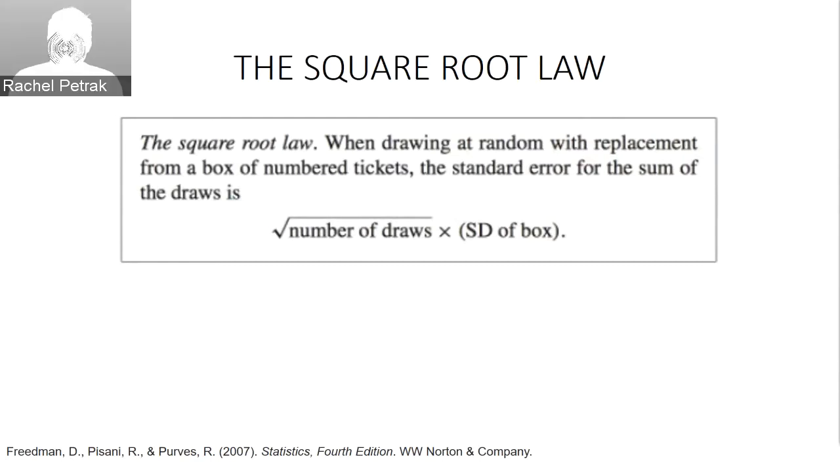The square root law tells us that when we're drawing at random with replacement from a box of numbered tickets, the standard error for the sum of draws is equal to, here we have the square root of the number of draws. This is the really essential part here, times the standard deviation of the box. Now, if you're thinking, how do we get the standard deviation of the box? The same way we always got a standard deviation. And I've included a worked example later on, but we can remember doing the standard deviation in our first unit.